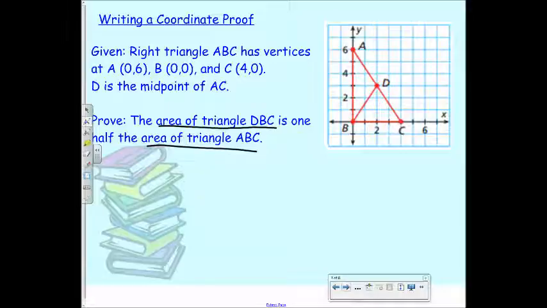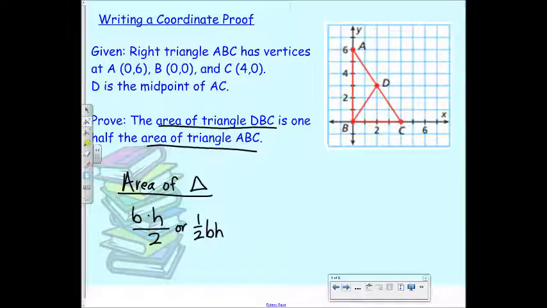So how do you find the area of a triangle? Isn't it length times width times height? Base times height divided by 2. Or 1/2 base times height. Those are the same thing.